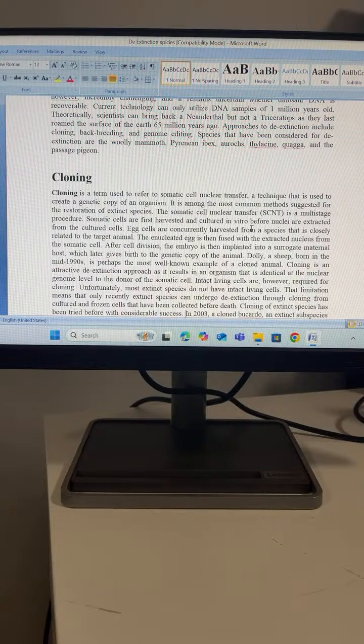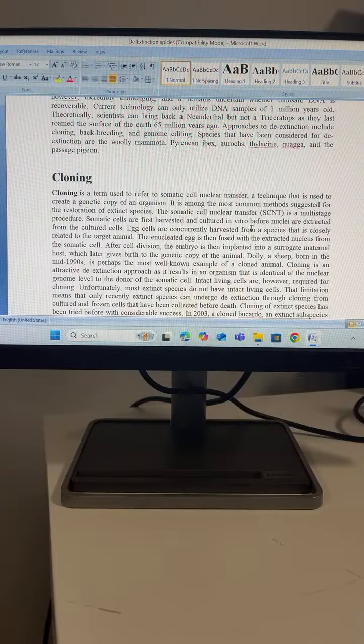The egg is enucleated, and the enucleated egg is then fused with the extracted nucleus from the somatic cell. After cell division, the embryo is then implanted into a surrogate maternal host, which later gives birth to the genetic copy of the animal. Dolly, a sheep born in the mid 1990s, is perhaps the most well known example of a cloned animal.